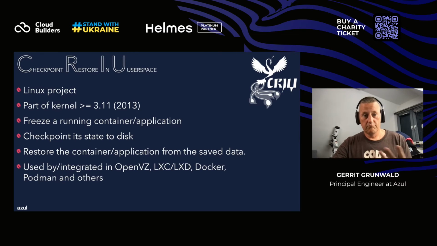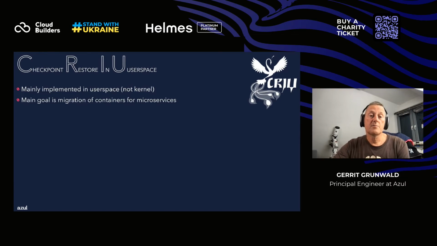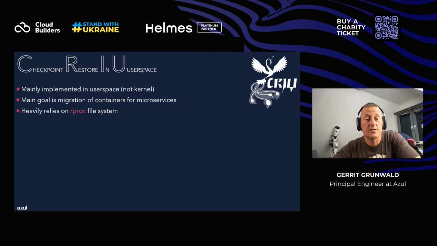So it's really something that is not new, right? It's there and it will be used. Maybe you already used it and you didn't even know. It's mainly implemented in user space, not in the kernel. The main goal is migration of containers for microservices. Just keep in mind, when they started that, it was 2013, and now we have 2022 and I'm talking about it, and it's been in there for so long. So they had this idea a long time ago and implemented it. It's a very nice project.